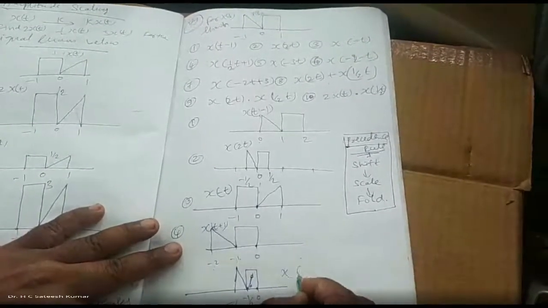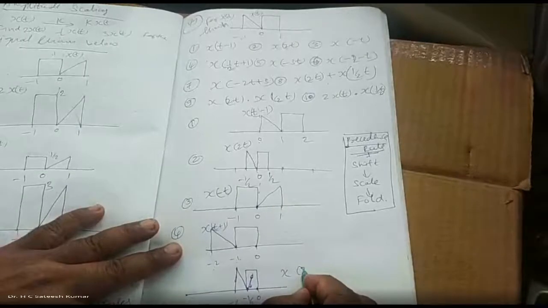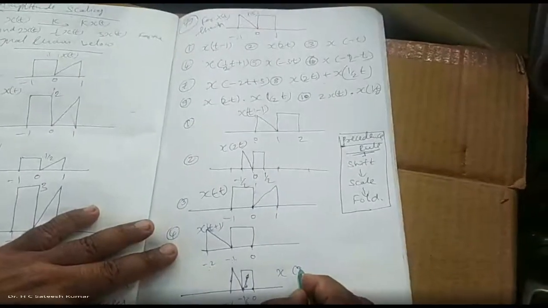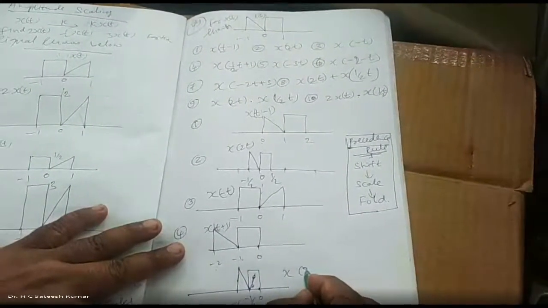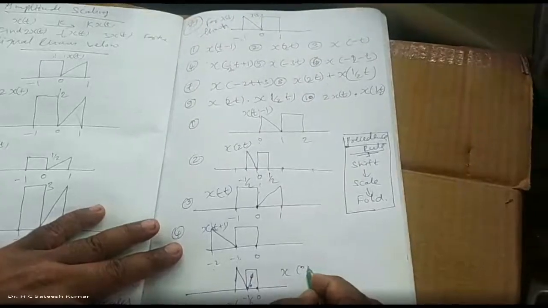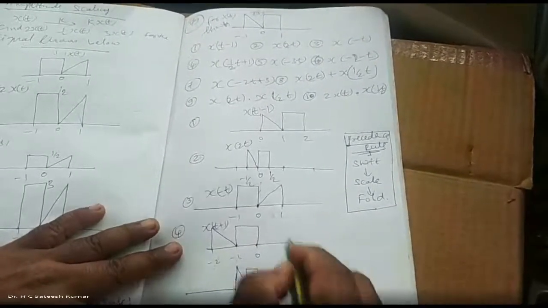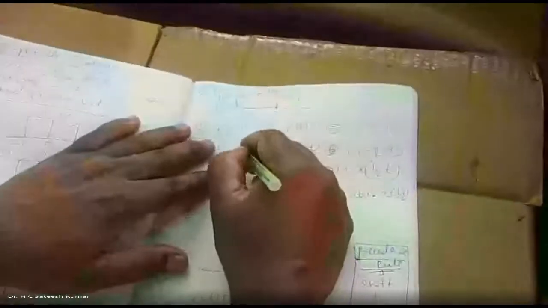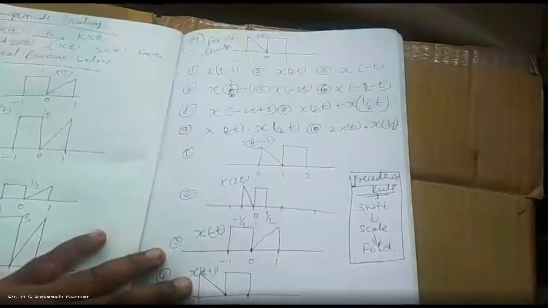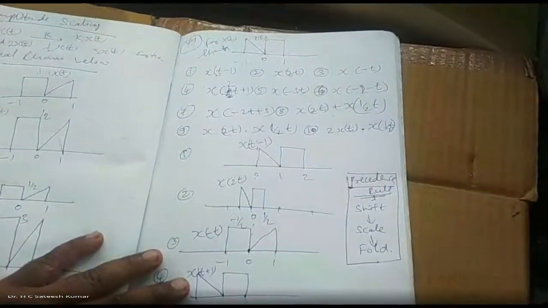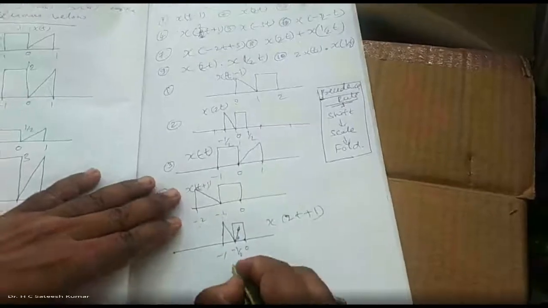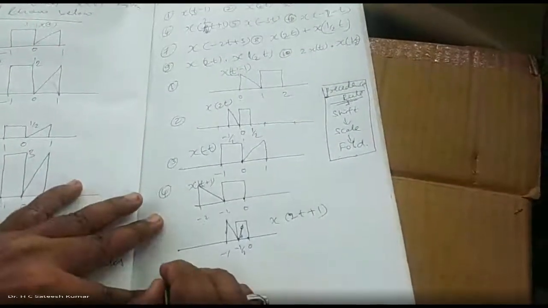Sorry, I did x of 2t. Otherwise, I'll change the problem here itself. 2t plus 1, I'll write it. So then this is x of 2t plus 1, I did it. Okay, next is x of minus 3t, the fourth one.